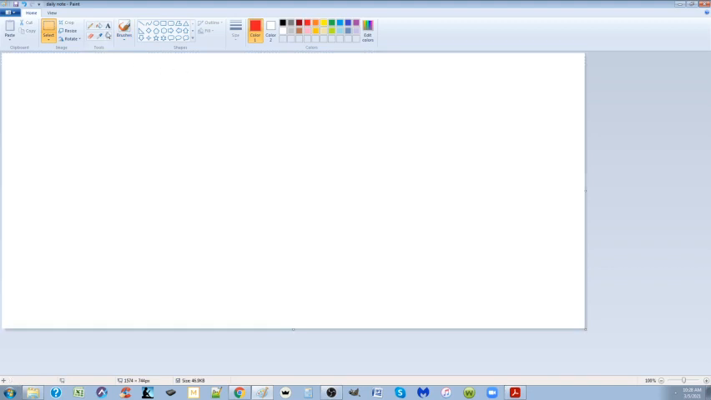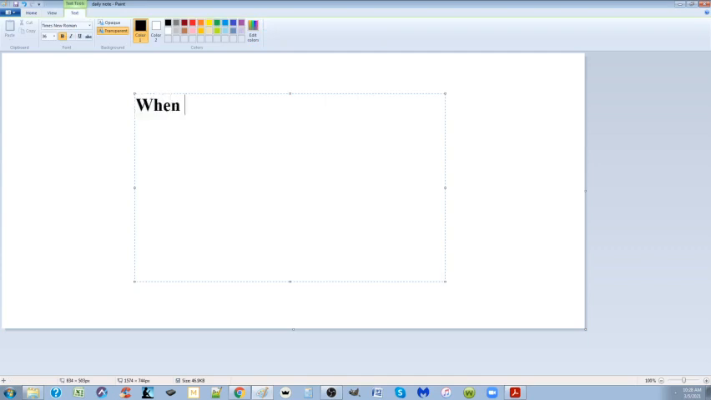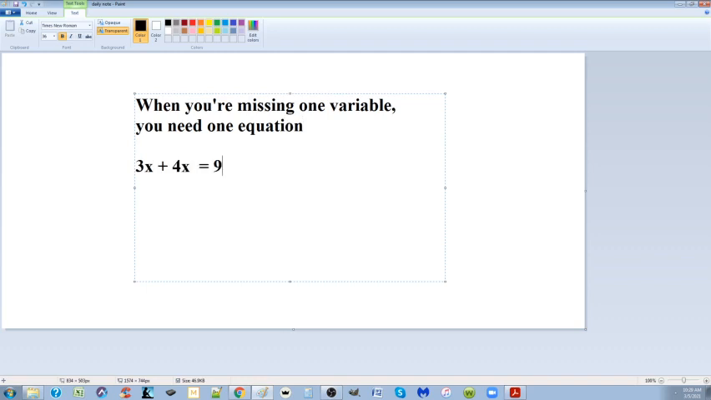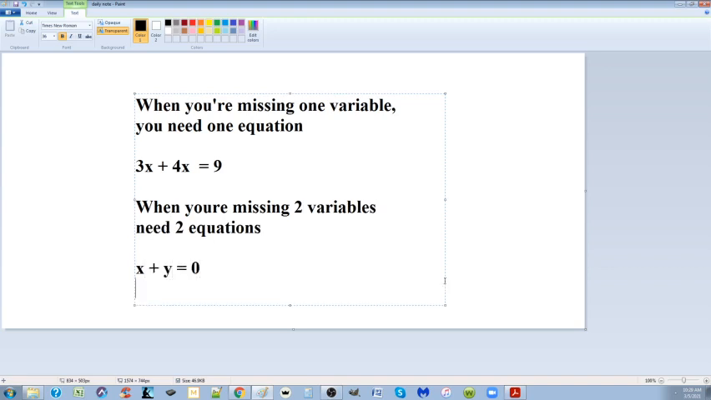However, most of these problems, I'm going to give you a hint to all math actually. When you're missing one variable, you need one equation. Example, 3x plus 4x is equal to 8. I can solve that. When you're missing two variables, you need, of course, two equations. So now I can solve this. Knowing this, and this is the secret to all of these. So if you're going to learn anything, it's this.